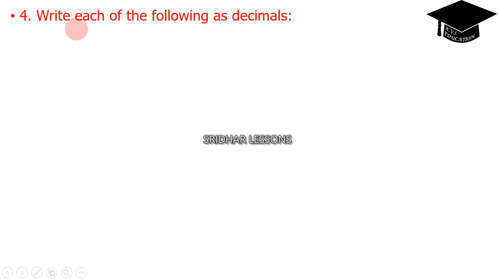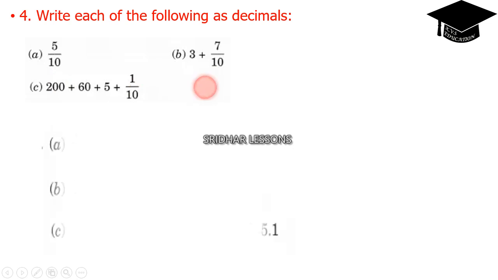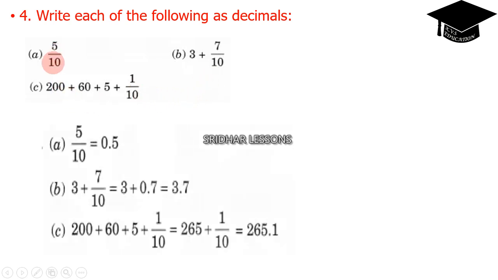Next, fourth one. Write each of the following as decimals. 5 by 10, 3 plus 7 by 10, etc. 5 by 10 can be represented as 0.5. Next, 3 plus 7 by 10. 7 by 10 can be represented as 0.7. So if you add, it can be like this, 3.7. 3 plus 0.7 is equal to 3.7.